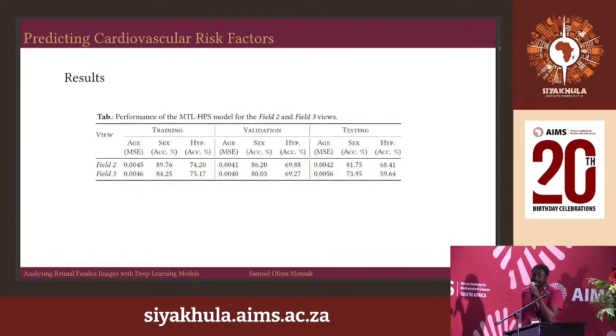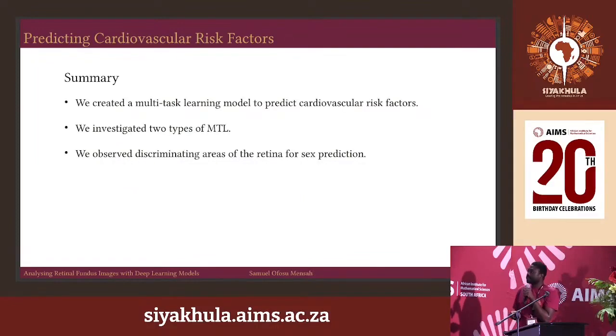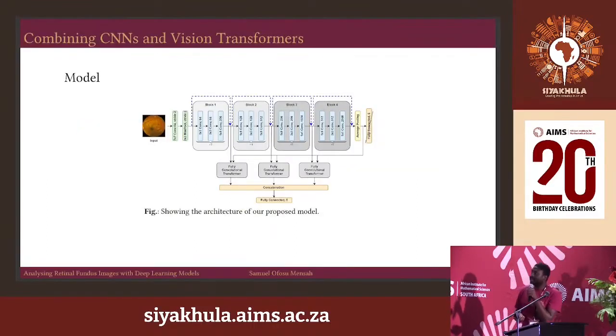So if you remember, I showed some other fields as well. We wanted to see if the other fields can also give us some good results, but unfortunately the results are not as good as when we use field one. This also indicates that when we have images showing both the optic disc and the fovea, it is better for prediction. So I'll just skip this one and quickly come to this.